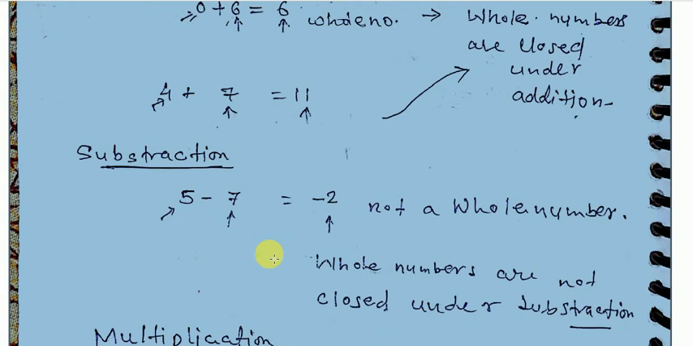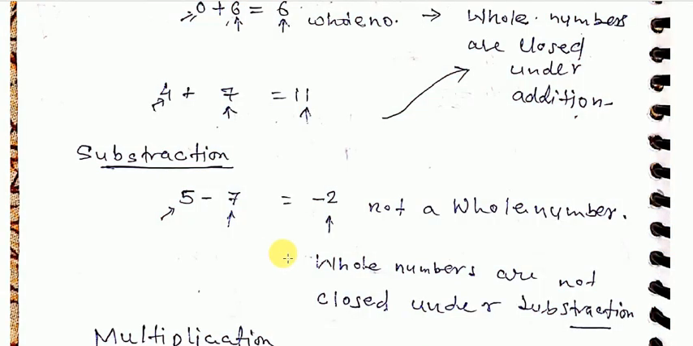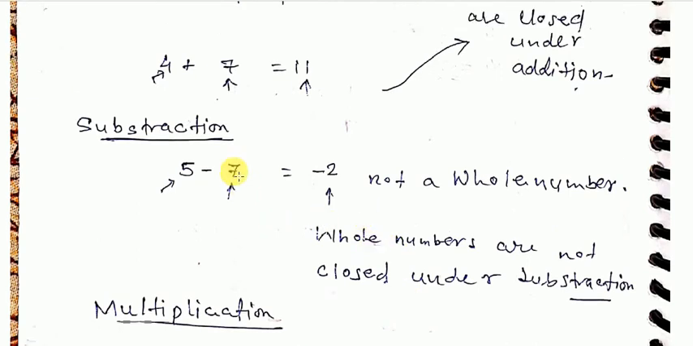Is this a whole number? No, it is not a whole number. So in our first example, we've proven that whole numbers are not closed under subtraction.